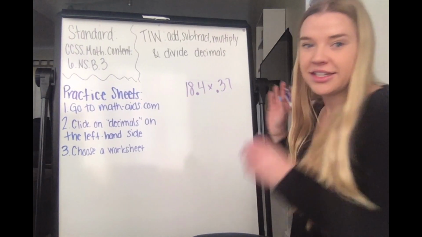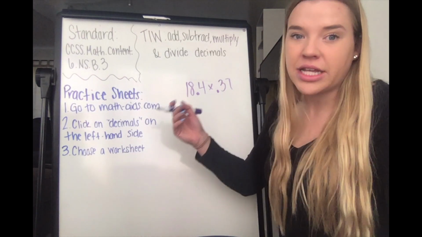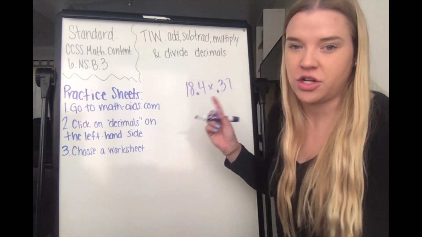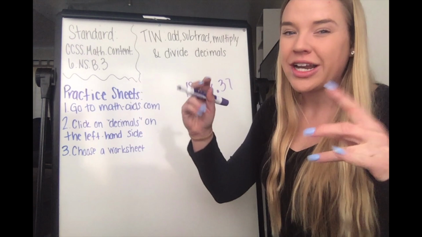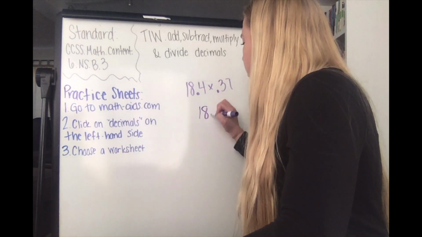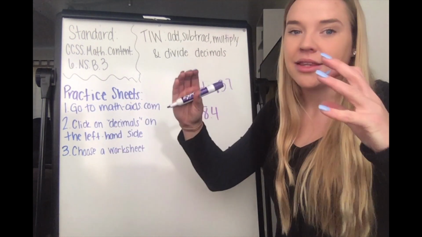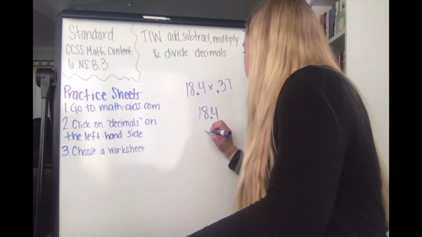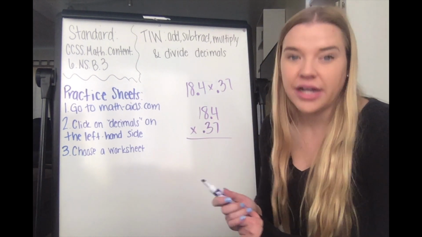Okay, so we have 18 and 4/10 times 37 hundredths. Sorry, I said that wrong. My bad. But you guys know 18 and 4/10 and 37 hundredths. So when I'm writing that, I always put the number that looks longer, and I don't mean bigger, I mean longer, up top. So that would be the 18.4. That has three numbers. This has two numbers in it. So I just literally mean what looks longer. And then I will put 0.37 on the bottom.